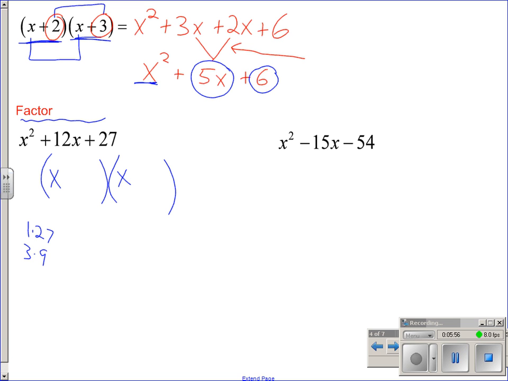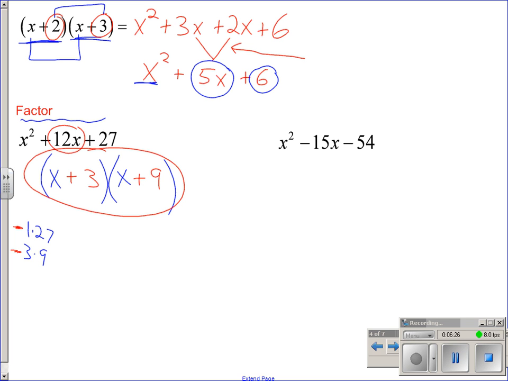which was those numbers. So which of these combinations, the 1 and 27 or the 3 and the 9, would add to give us the 12x? It's 3 and 9. So we go plus 3 plus 9. Okay, and again, we could do the FOIL to check our answer, to bring it back to the full version, and it's correct. So this is how that trinomial factored.